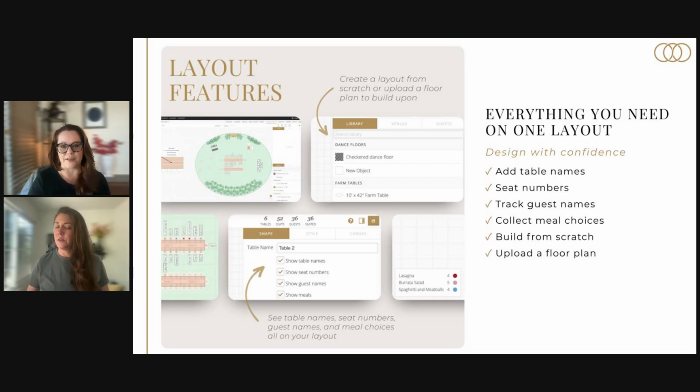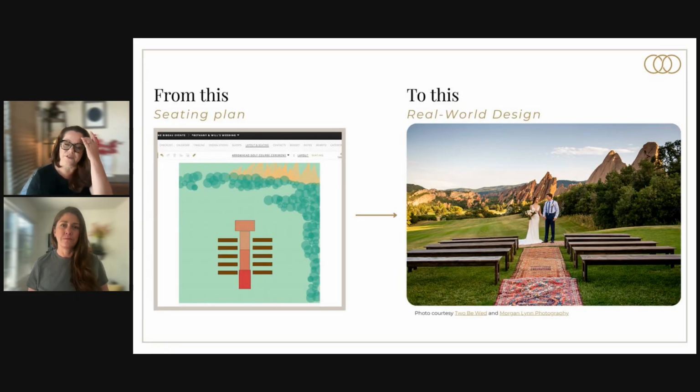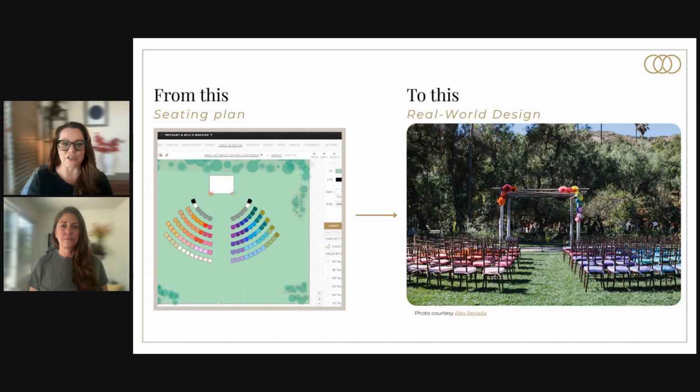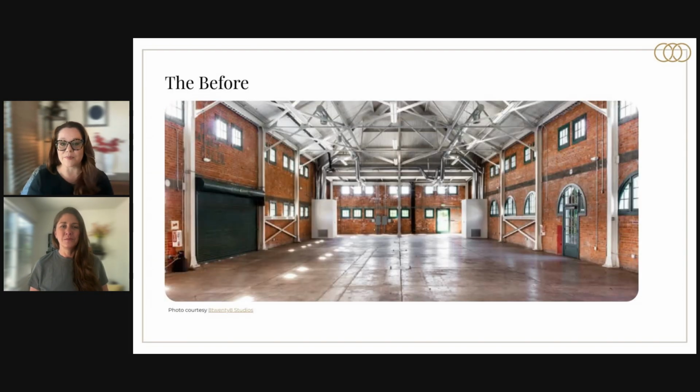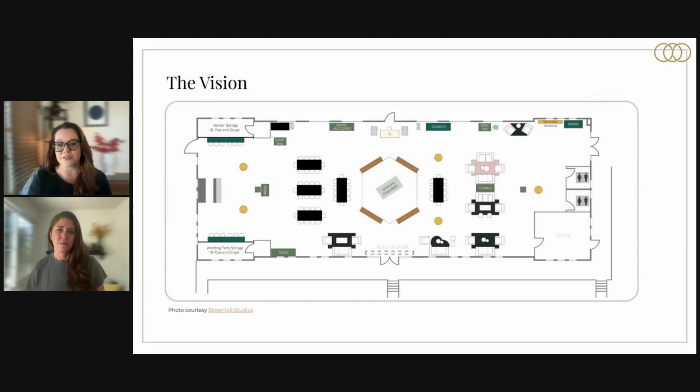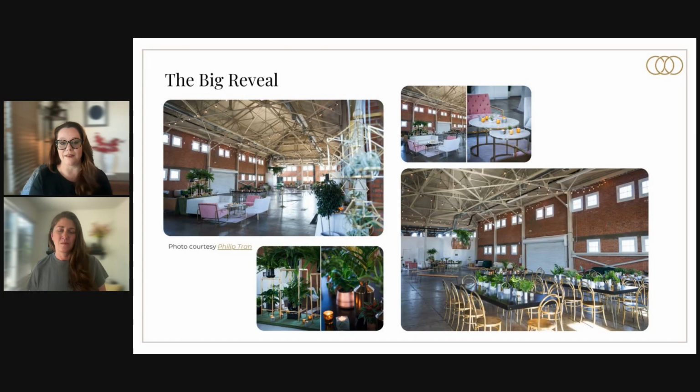You've got the ability to visualize table names, seat numbers, tracking meals, uploading, building floor plans from scratch, and so much more. And just a few visuals to kind of show you what the vision was in the system, and then the reality of how those things can look. These are just basic floor plans, but to give you an idea. Here's an open space, just an empty warehouse. Here's the vision on paper, and then here is the reality coming to life. So we are going to jump into the platform.